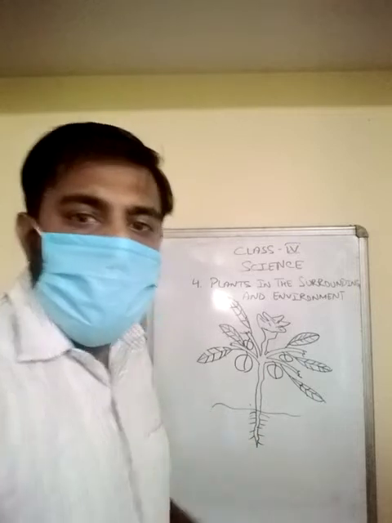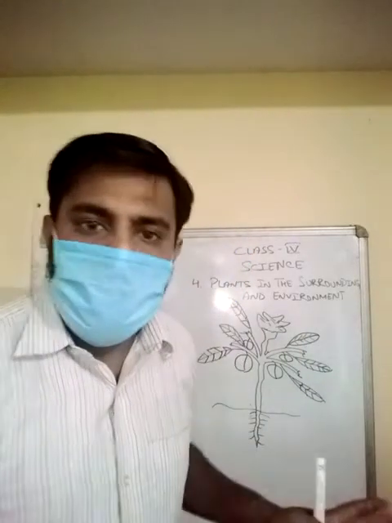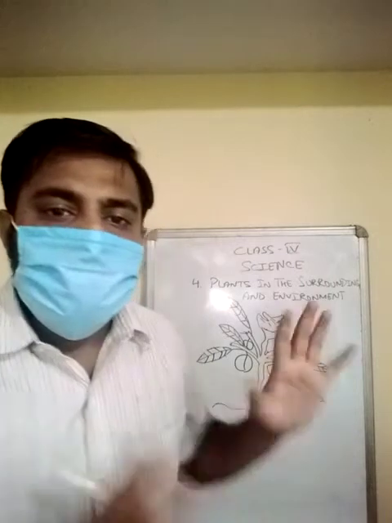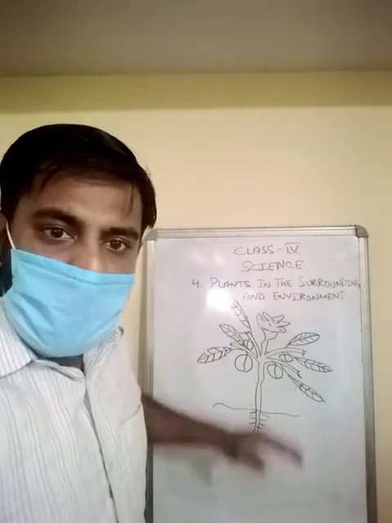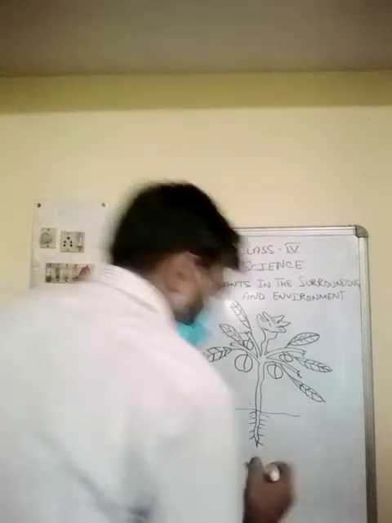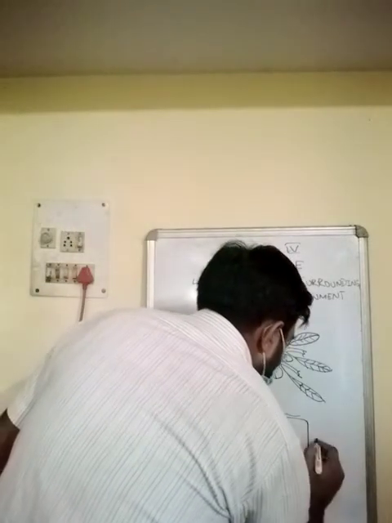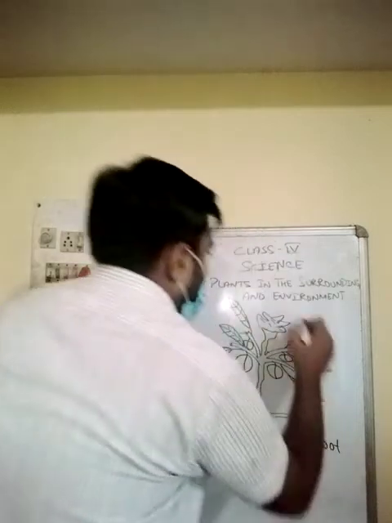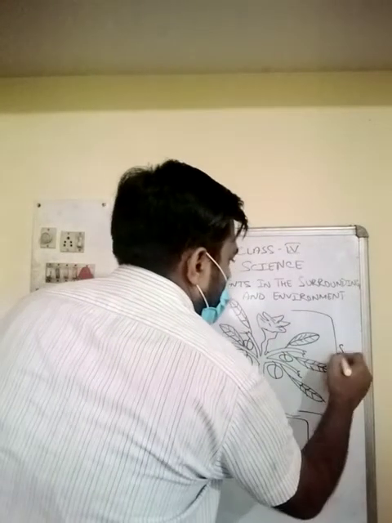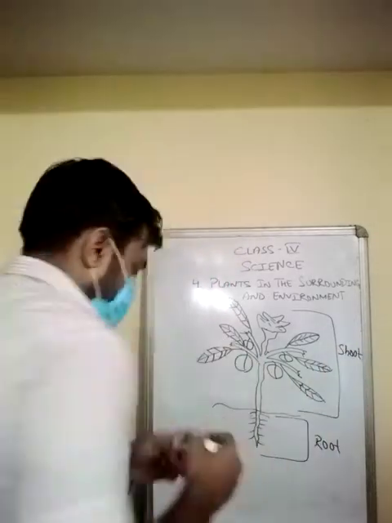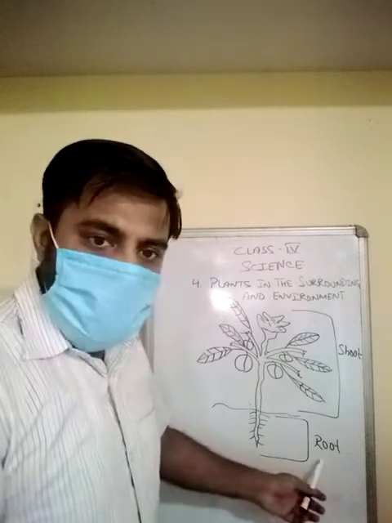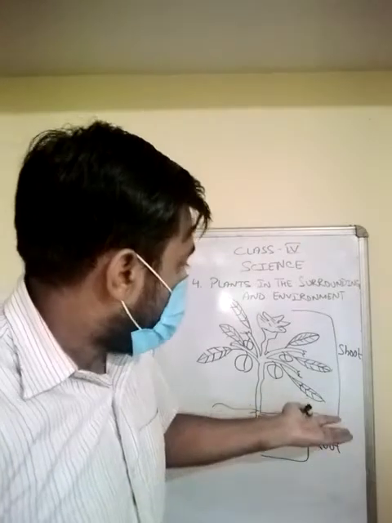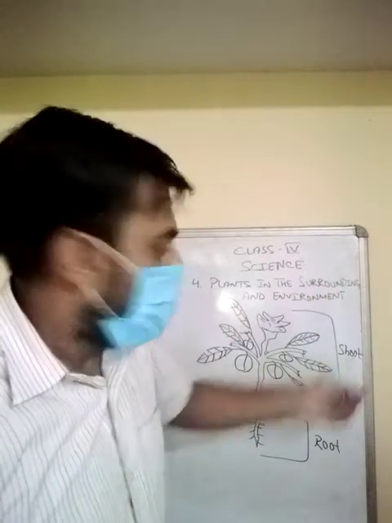Children, what you are seeing in front of you is a very typical plant's picture. Now we'll try to bring out all its parts. Now normally a plant is divided into two parts: the part which is above the ground and the part which is below the ground. The part which is below the ground is known as root, and the part which is above the ground is known as shoot. Please remember this one. The part of the plant which lies under the ground is known as root, and the part of the plant which lies above the ground is called shoot.